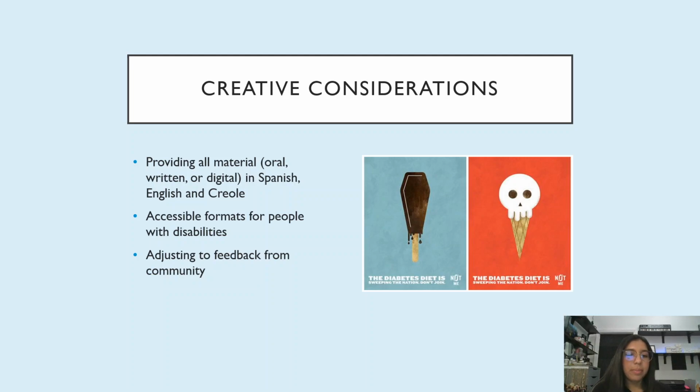And finally, adjusting to feedback from my community is very important, because if something is not working and they are speaking out, then it's important for me to change that, whether it's making the communication more simple or adjusting the hours. But receiving feedback, asking for feedback, and adjusting to that is very important for my communication.